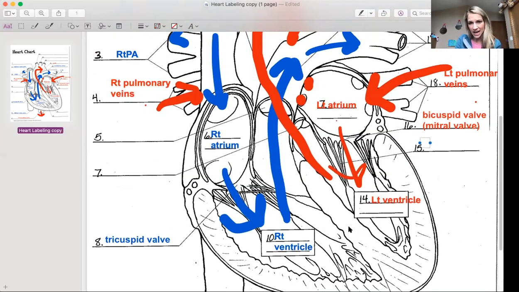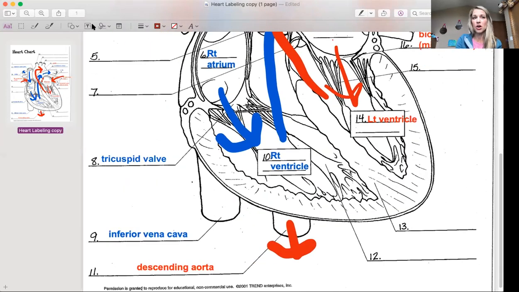This that divides the right and left halves is the septum. This is called the interventricular septum. Inter, if you remember, means between. Ventricular means ventricles. And septum means to divide things.